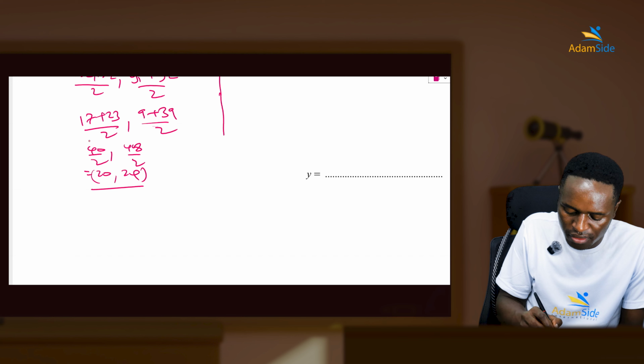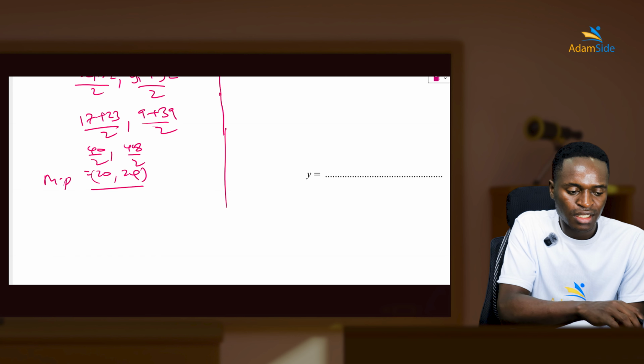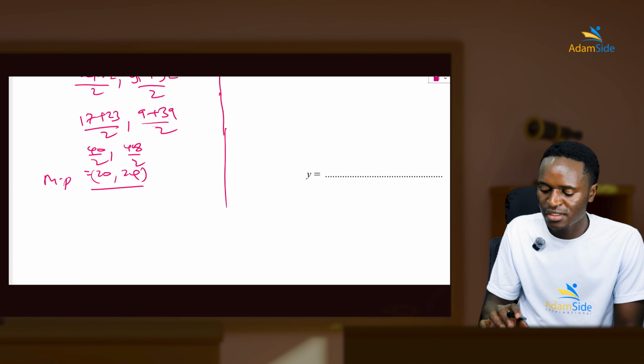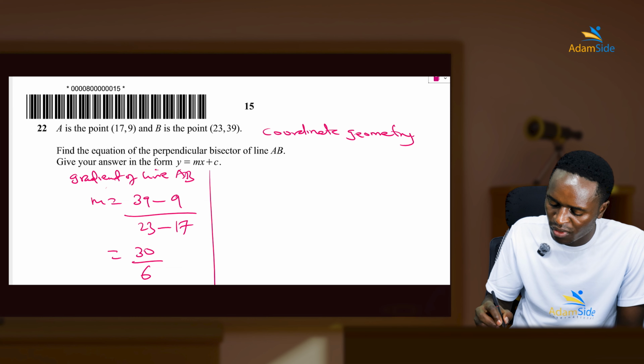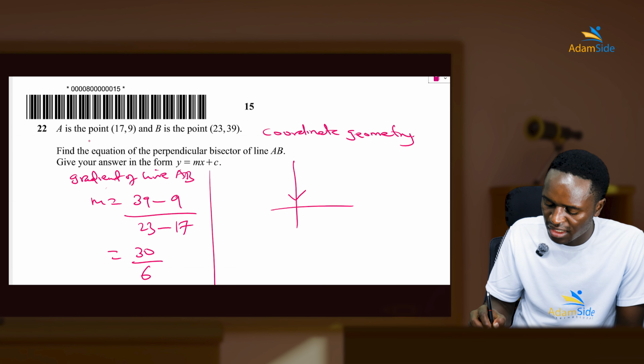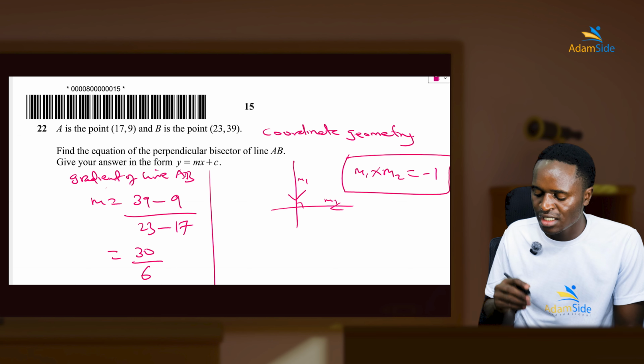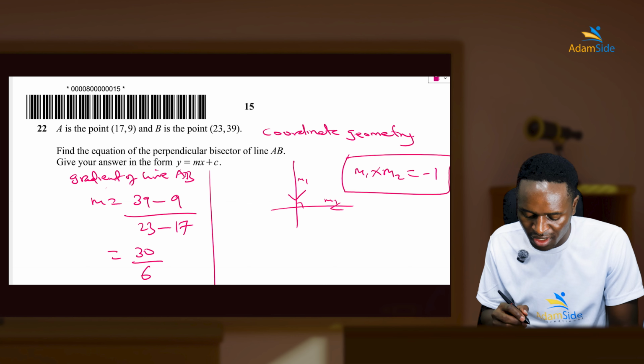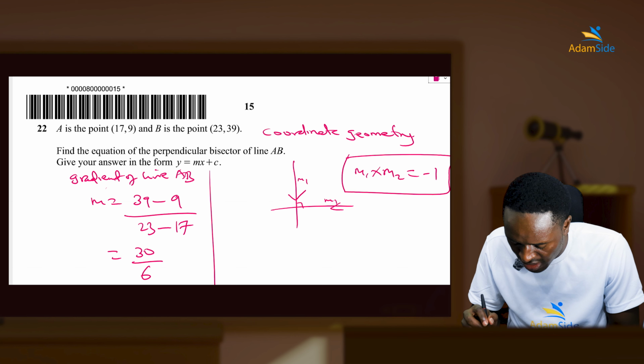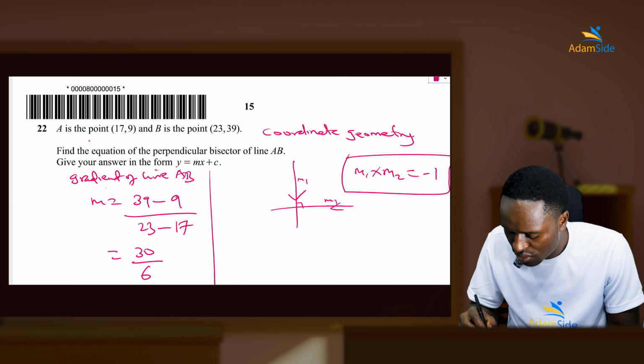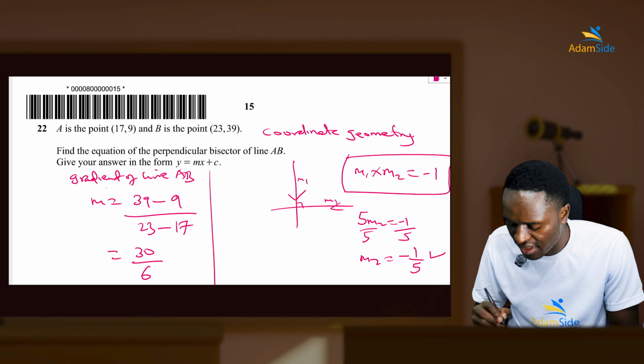This is our midpoint. Now, if something is perpendicular, what happens? If you have one line and another line, and they're meeting at 90 degrees, we say m1 and m2. The product of the gradients, m1 times m2, should be equal to negative 1. We have gotten the gradient as 5, so m2 is equal to negative 1 divided by 5. The gradient of m2 should be equal to negative 1 over 5.